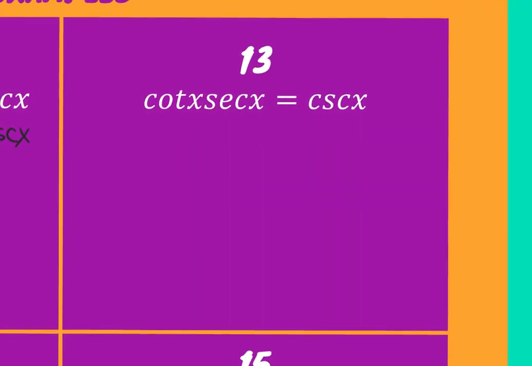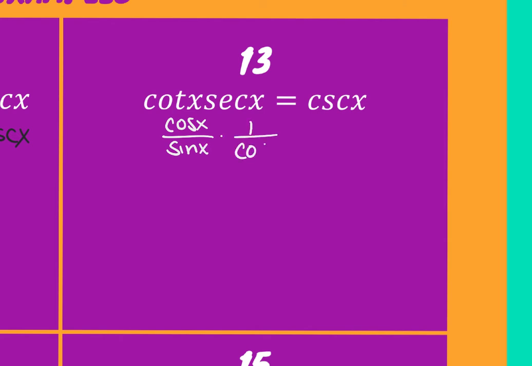If you look at 13, you've got cotangent times secant. So cotangent can be cosine x over sine x, and then secant is 1 over cosine x. These cancel. I get 1 over sine x, which is cosecant x.